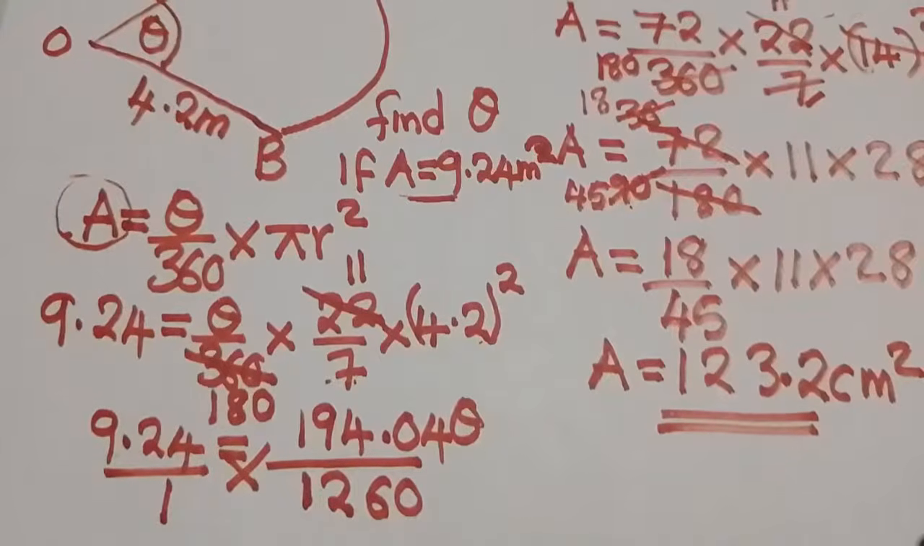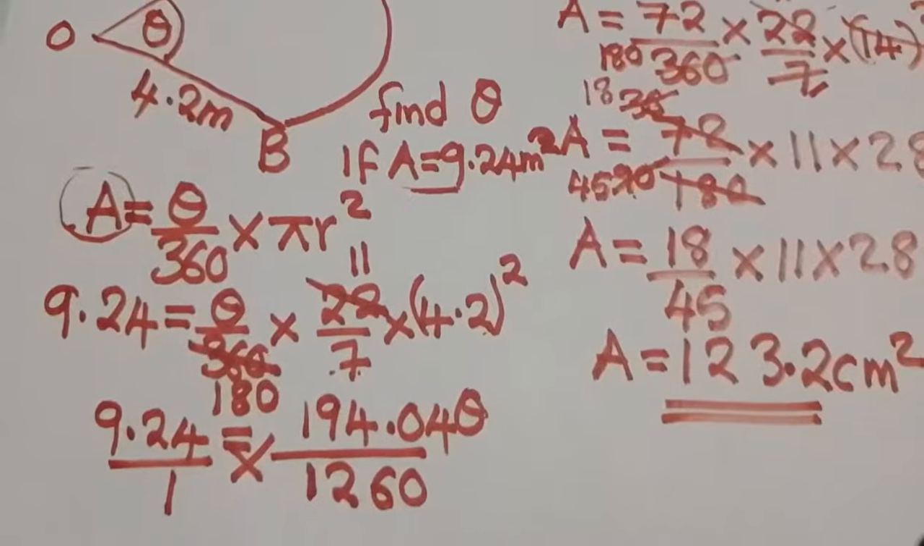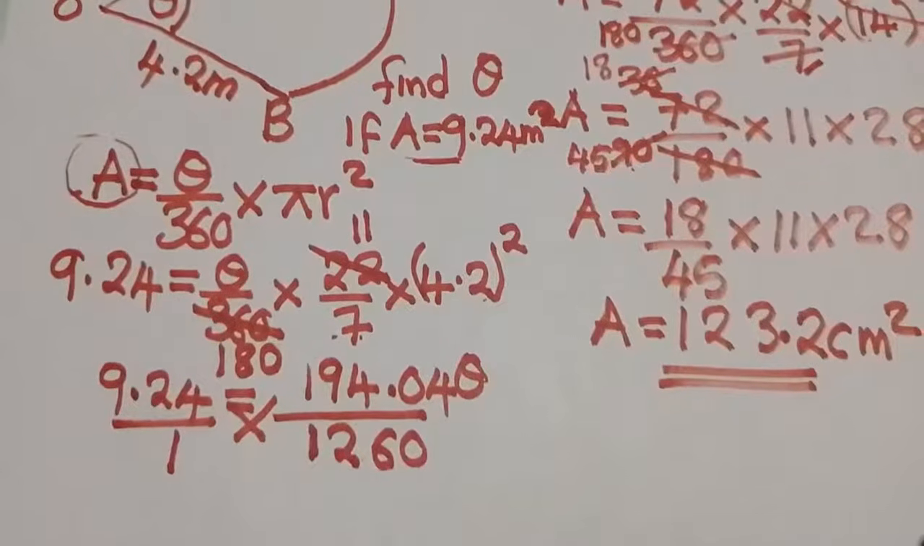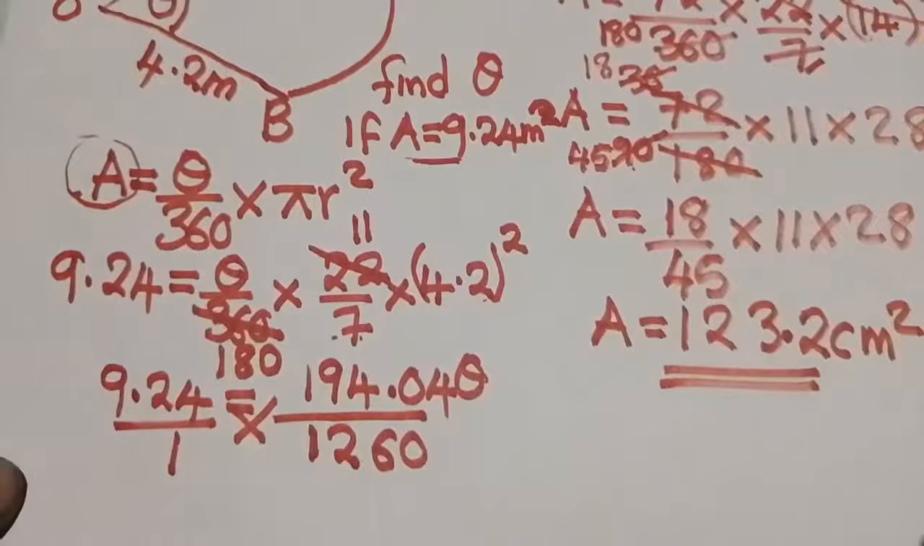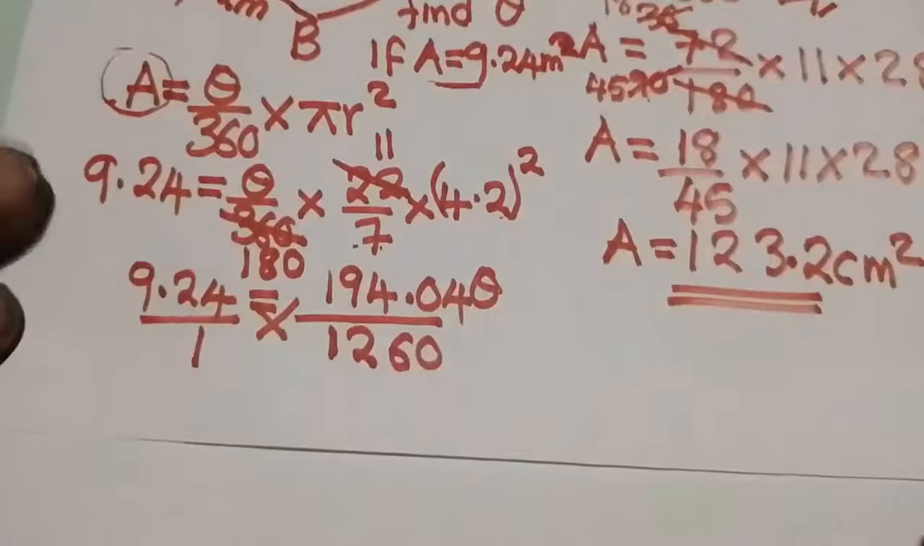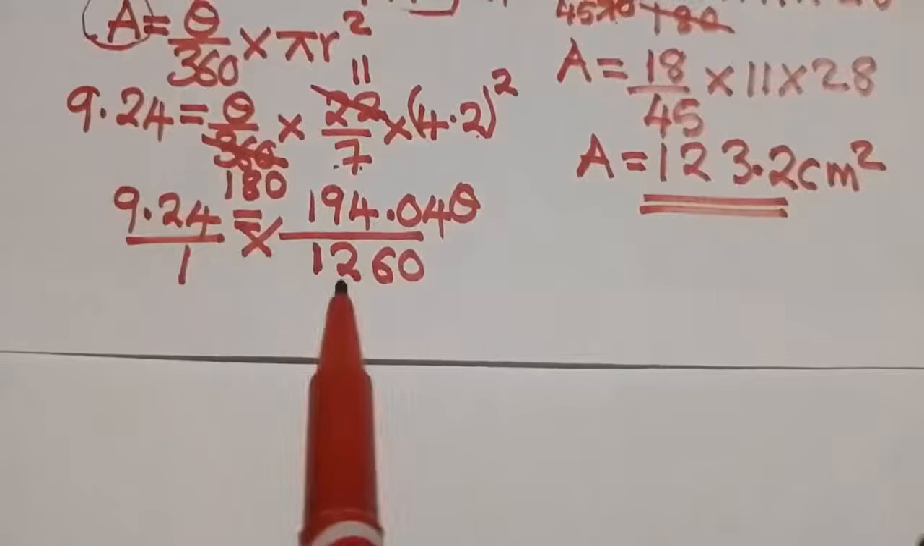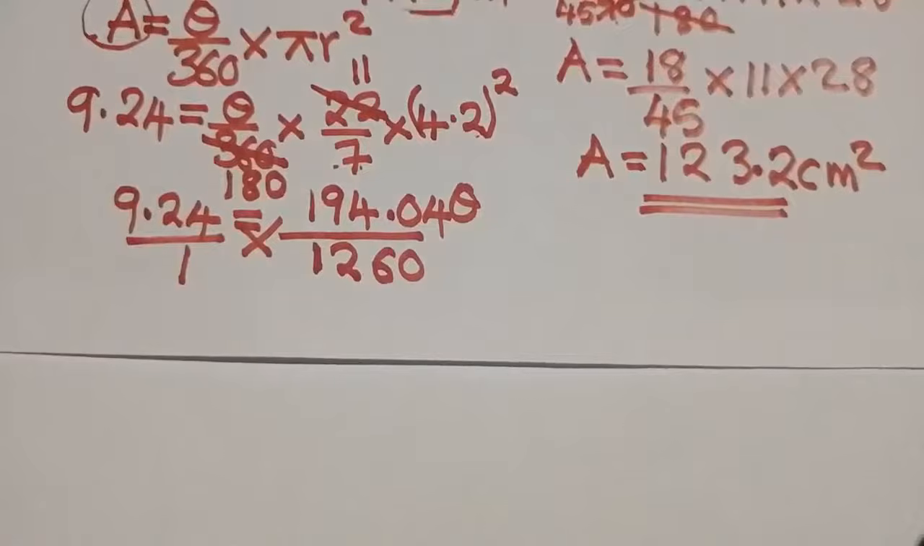This is a bit involving and it has got bigger numbers now. So you need to be used to bigger numbers. So you cross multiply. What solution are you going to get? We are going to say 9.24, on a separate paper, times 1,260. When you multiply, what are you going to get?